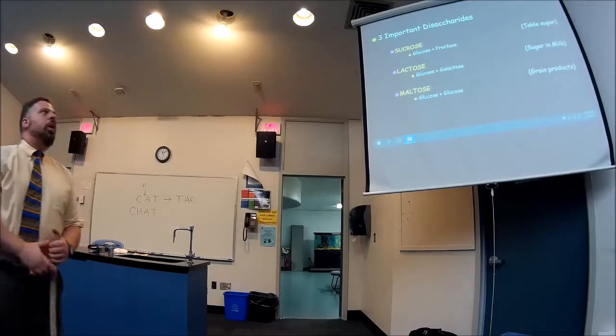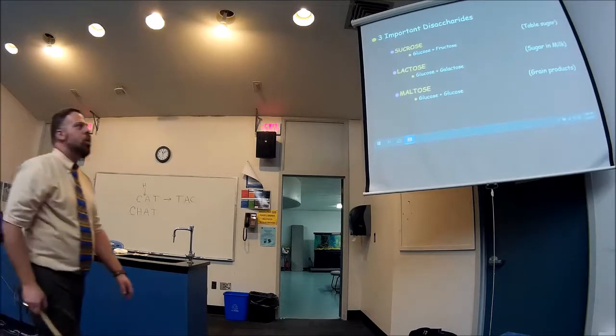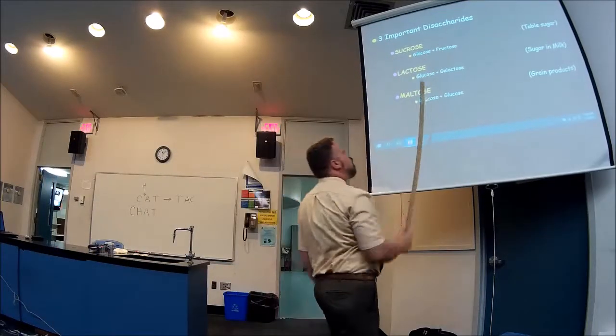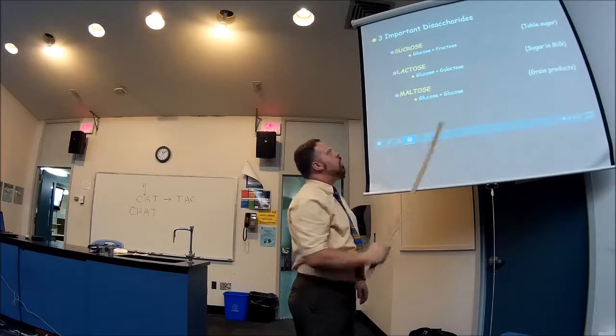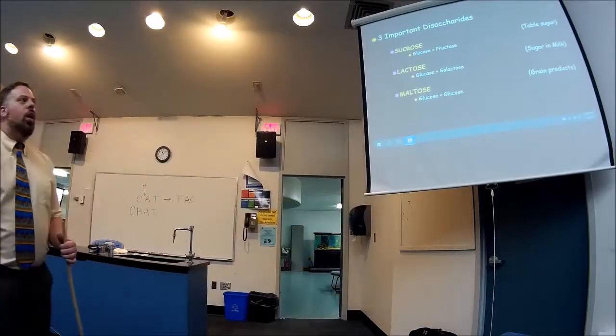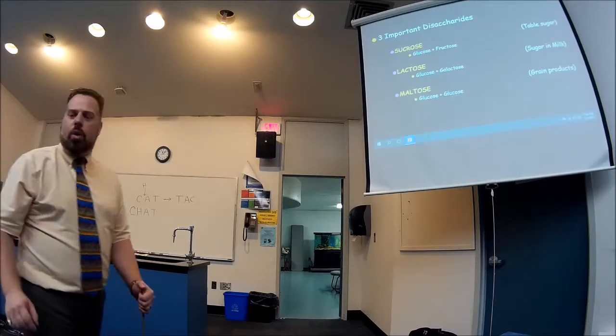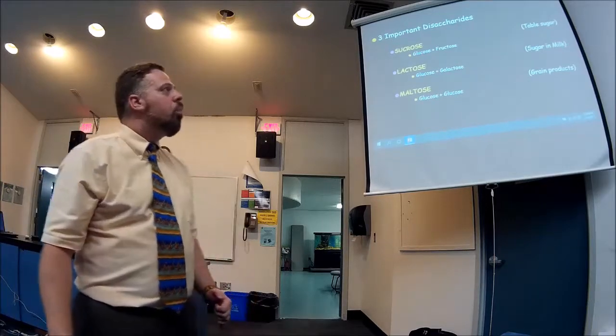So these are three important disaccharides you should know. Sucrose, table sugar, is made up of glucose and fructose. Lactose is the sugar in milk, that's glucose and galactose. And maltose is in our grain products, wheat, rice, that kind of stuff. And that's made up of two glucose molecules. You should know those. Okay?